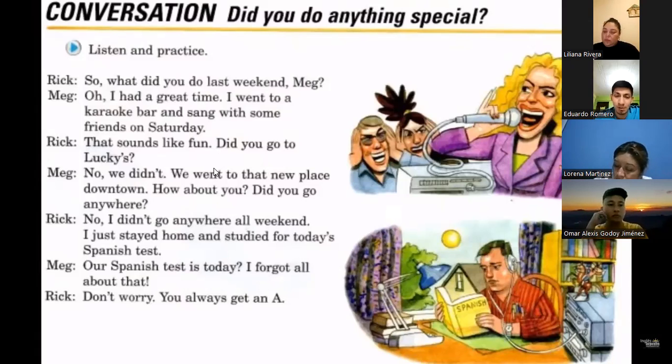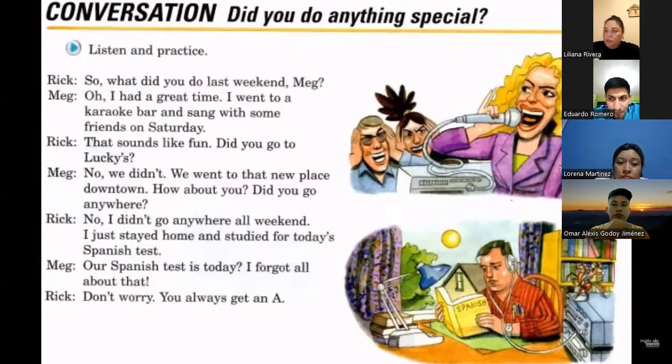Now let's see where we have went. You know, went is the past of go, right? Which means go, went. We have, let's see, what else do we have here? We have stayed. Stayed is the past of stay, right? It means estar, como quedarse, right? Now we have studied. That, you know, is estudio, right? Estudio, perfect. We have forgot. What is forgot?